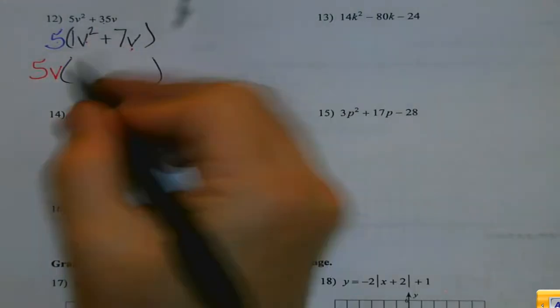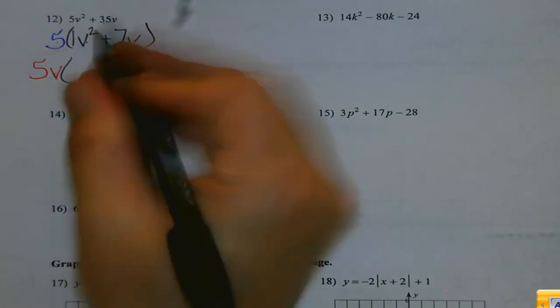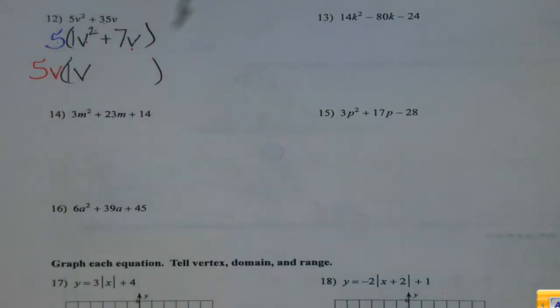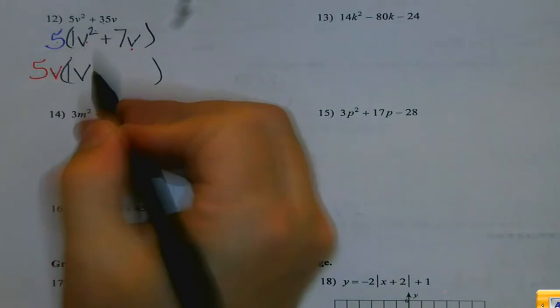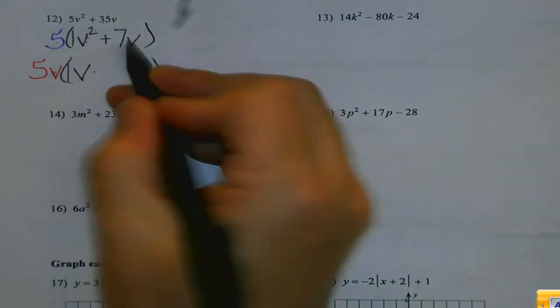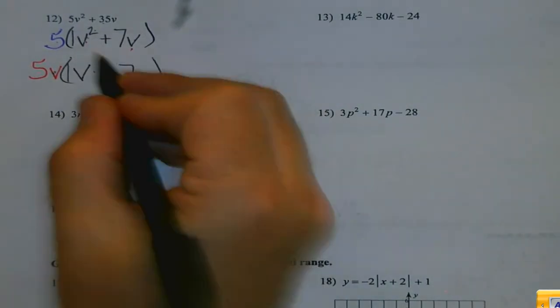So what's that mean? Well, I took one v out, and they add 2. So now I got 1 left. If I want to put the 1, I can. Because v times v is v squared. And here, I already have the v. So the only thing that's left is the 7.